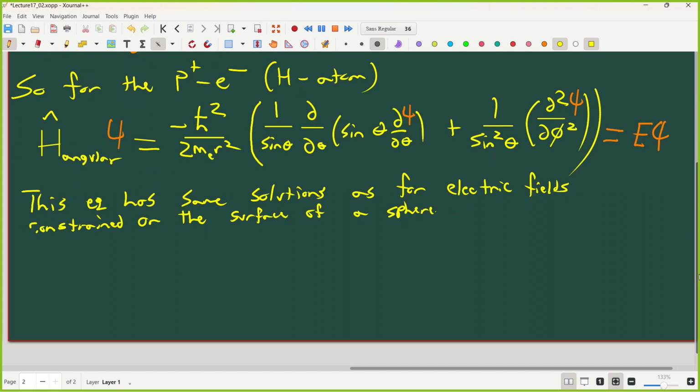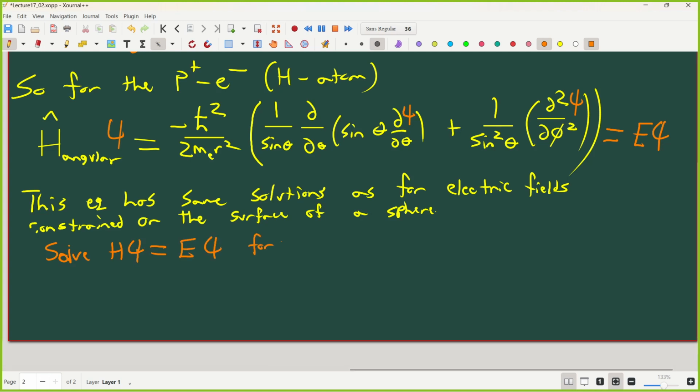All right, so we're going to solve this equation. Solve H psi equals E psi for a rigid rotor.